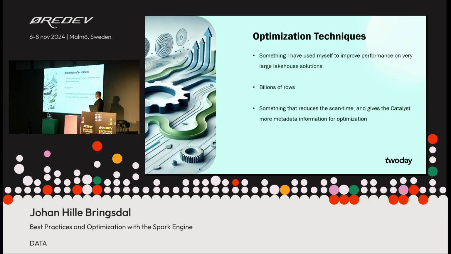But there are, of course, exceptions to this if you know your data well and you're able to sort it correctly. Just briefly, I want to talk about some optimization techniques that I myself have used whenever I've worked on bigger projects with billions of rows of data. It's something that reduces the scan time and gives the Catalyst optimizer better metadata information to use whenever it is optimizing your data.